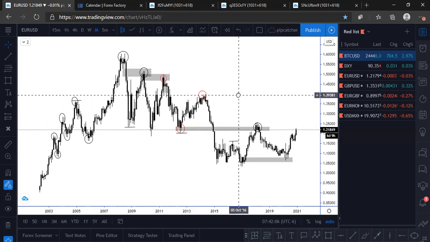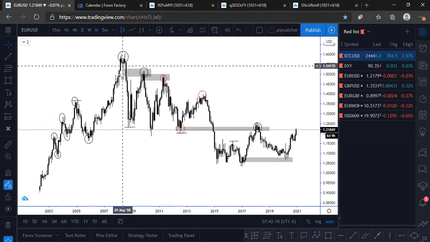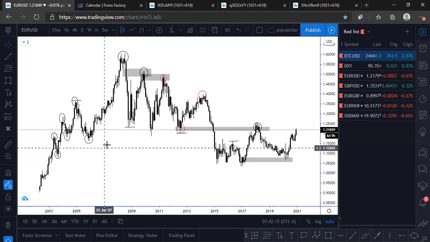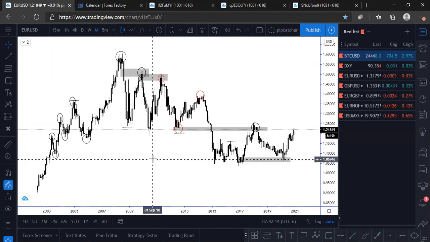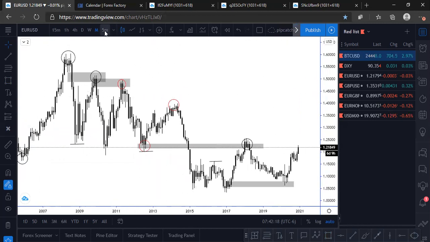I hope you guys understood break of structure, and I hope you understand major and minor swing points a little bit better as well.